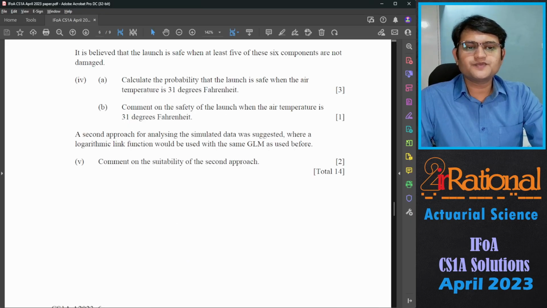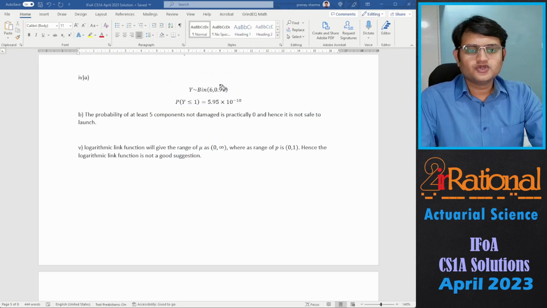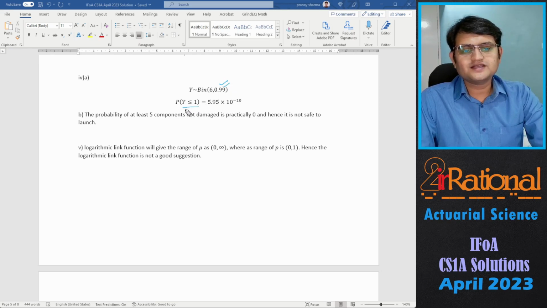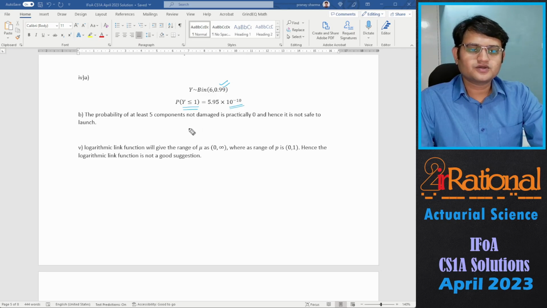For the next part, it is believed that the launch is safe when at least 5 of these 6 components are not damaged. 4a, calculate the probability that the launch is safe when the air temperature is 31 degrees Fahrenheit. So we have just taken the p hat value and calculated the probability that Y is less than or equal to 1, because that is the probability of a component being damaged. So it's a very small probability.